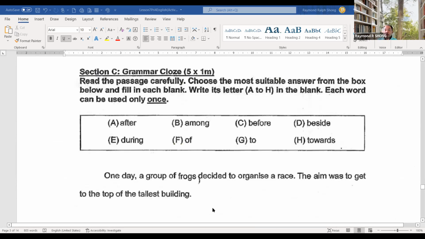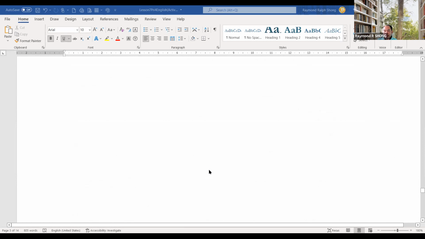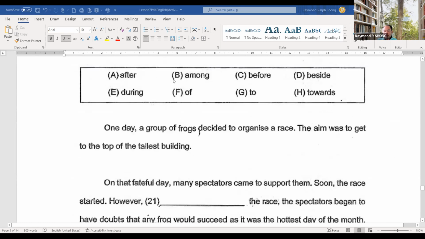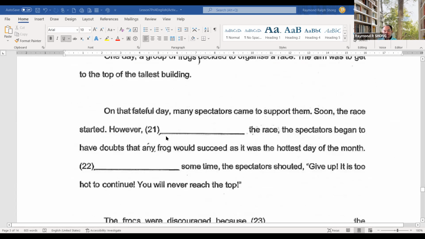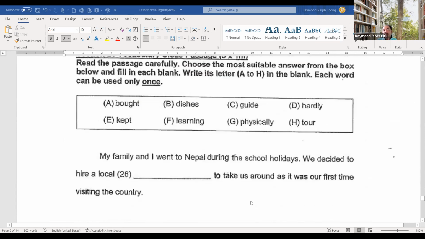Okay, so we did this one also. One day, a group of frogs decided to organize a race, and we talked about where we use all this among. I remember asking you guys to use this to make sentences, right? I'm not sure you all can remember, Michael, right? And then this one also, the same thing.